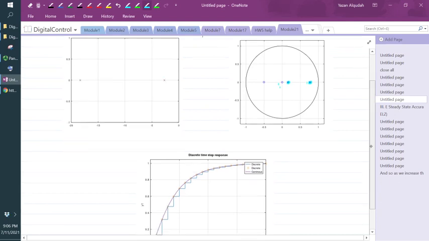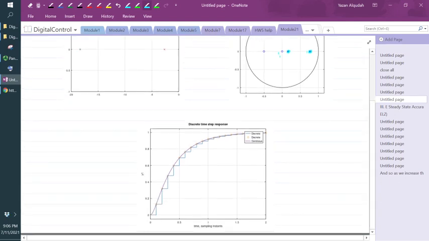Now, if I look at the response of the system, this is an overdamped response. This is the response of the continuous time system, and this is the response of my discrete time system. And you can see the zero order hold impact.